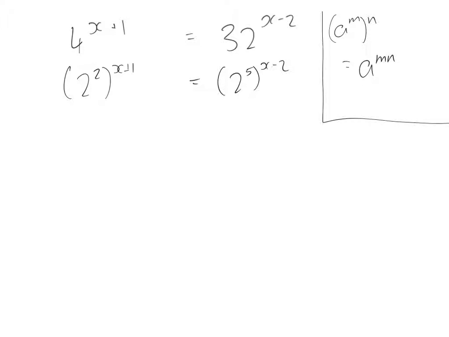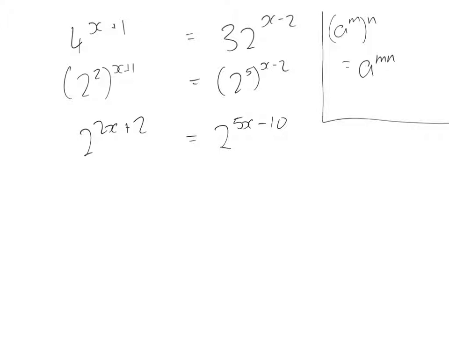So on the left-hand side, I'll just do it in one step if that's okay, 2 to the power of 2 times x, and 2 to the power of 2 times 1. So that gives us 2 to the power of 2x plus 1. And on the right-hand side, I'll do the same thing. 2 to the power of 5 times x is 2 to the power of 5x, and then 5 times negative 2 is negative 10. So I've got 2 to the power of 2x plus 1 equals 2 to the power of 5x minus 10. Is it 2x plus 2? 2x plus 2? Yep, thank you. Okay, 2 to the power of 2x plus 2.